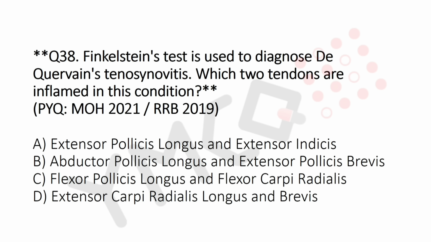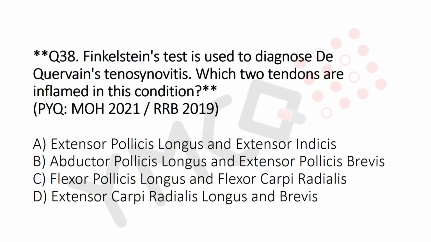Okay. Now let's move to question number 38. Finkelstein's test is used to diagnose De Quervain's tenosynovitis. Which two tendons are inflamed in this condition? Option A, extensor pollicis longus and extensor indicis. Option B, abductor pollicis longus and extensor pollicis brevis. Option C, flexor pollicis longus and flexor carpi radialis. Option D, extensor carpi radialis longus and brevis.